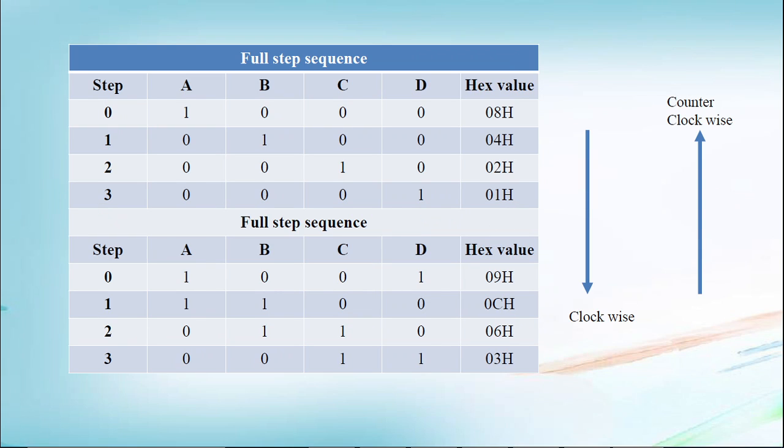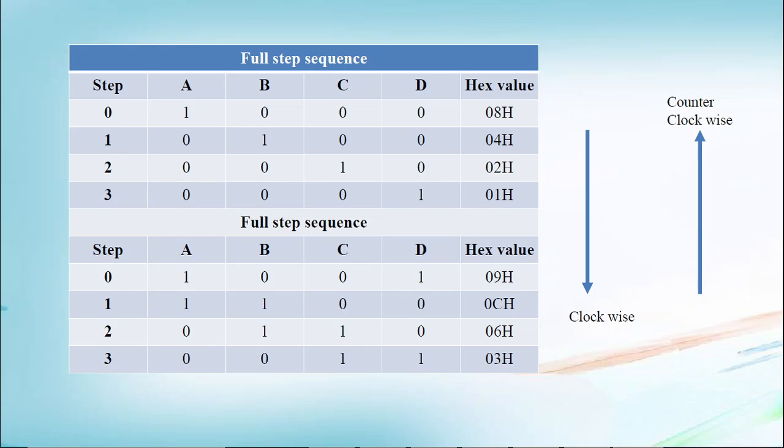Next is the full step sequence. It's nothing but a 4 step sequence that we have to use here. If you want to rotate in the clockwise direction, we have to give the hex values to windings A, B, C, D as 8, 4, 2, 1 or 9, C, 6, 3. In the anti-clockwise direction, 1, 2, 4, 8 or 3, 6, C, 9.